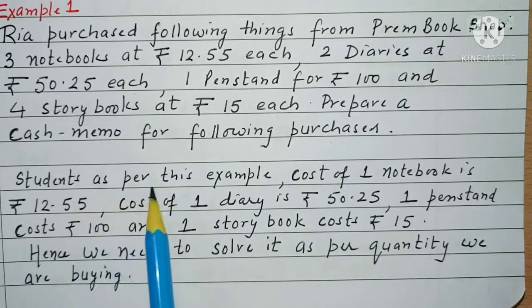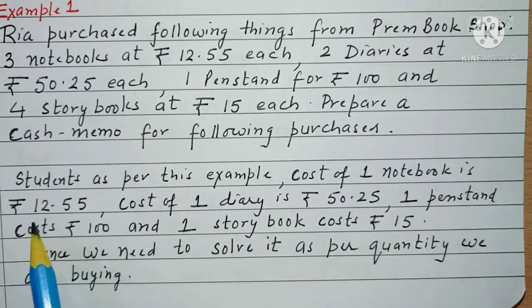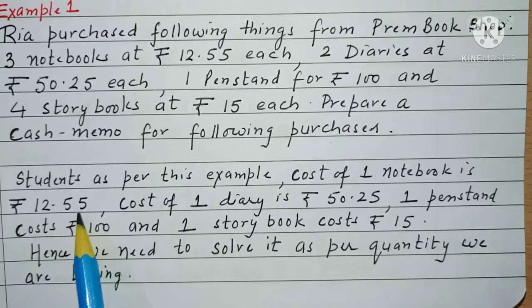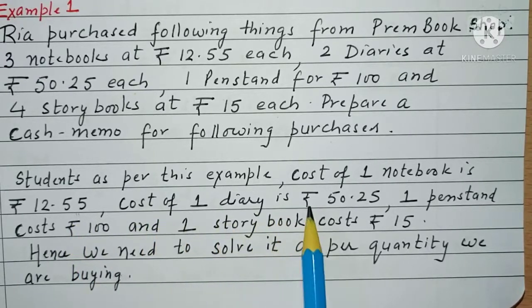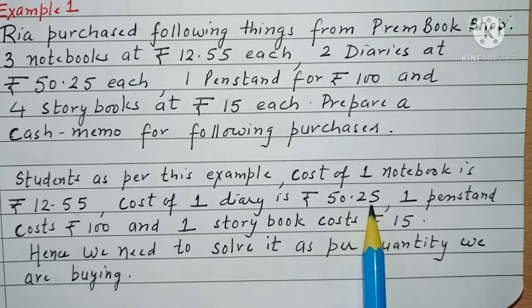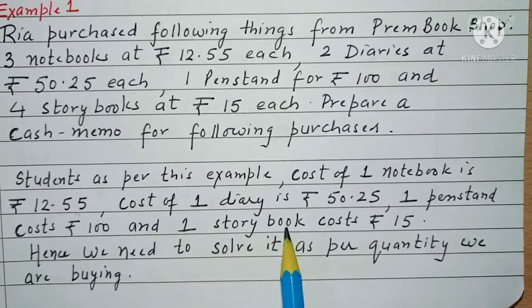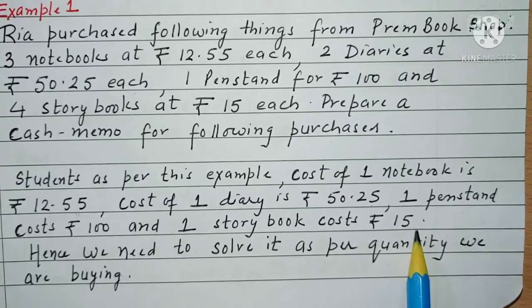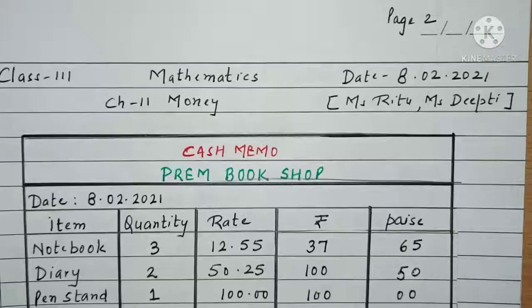Students, as per this example, cost of one notebook is rupees 12.55. That is 12 rupees and 55 paise. The cost of one diary is rupees 50.25. One pen stand costs rupees 100 and one storybook costs rupees 15. Now we need to solve it as per quantity we are buying.